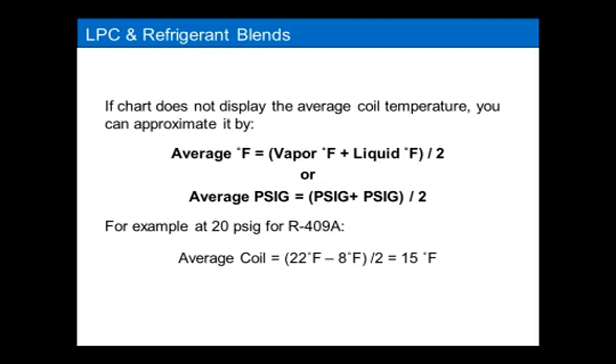It's not an exact number, it's not perfect, but it's going to get you close enough. Again, the change in pressure and temperature is not linear, so this formula is not 100% accurate. But it's reasonably accurate, and for what you're trying to do, it'll get you desired results. So for example, if I was working with 409A, and let's say 20 pounds was the evaporating pressure, and I wanted to calculate the average temperature, I would take 22 minus 8 divided by 2. The average is close to 15 degrees.